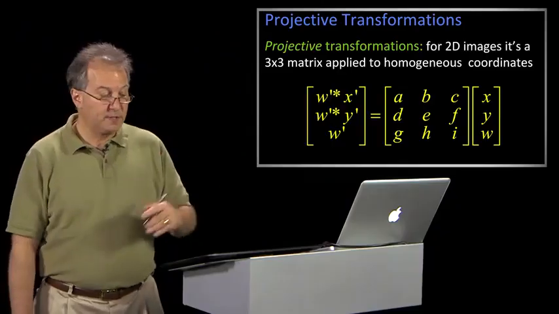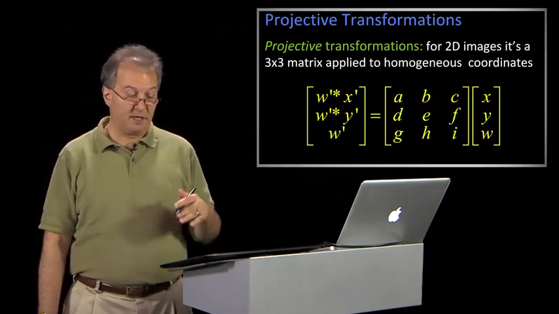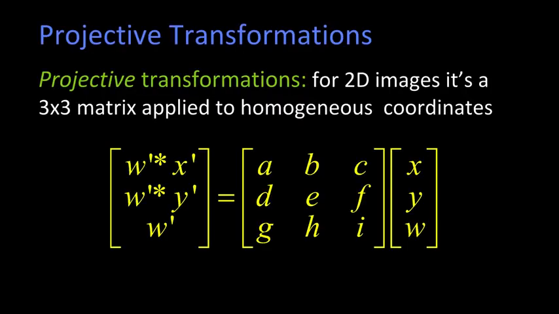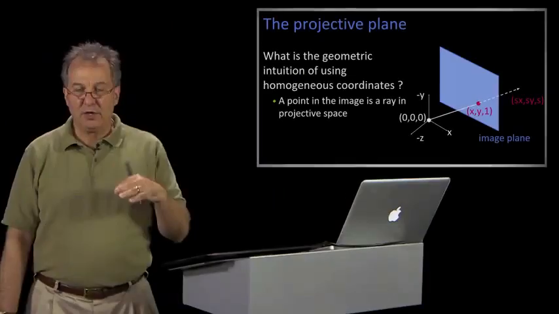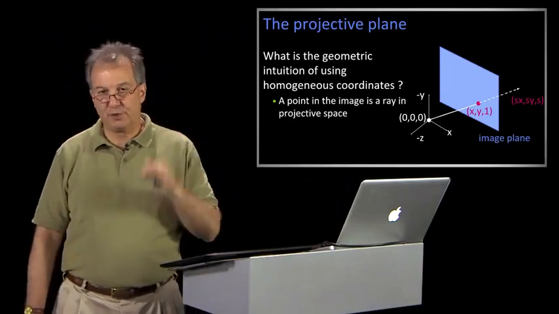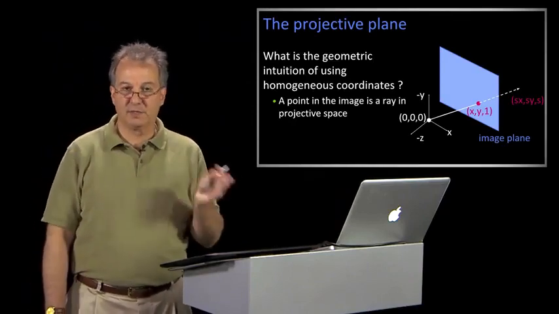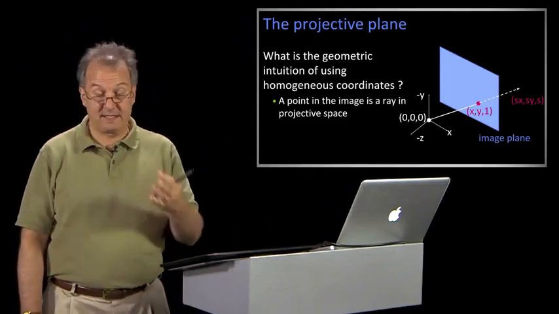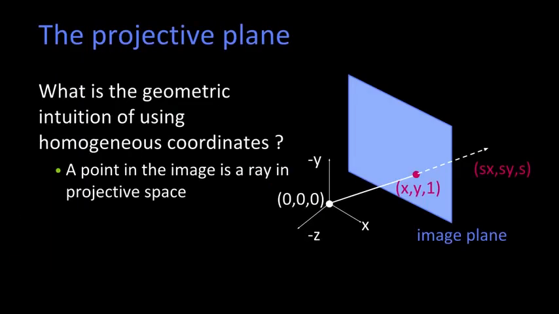and we're going to use that extensively today. This was the description of projective transformations. For 2D coordinates, it's 3 by 3 applied to the homogeneous, so x, y, w gets mapped to w' x', w' y', w', and to go to non-homogeneous or inhomogeneous, you divide through by the w. So now I'm going to do just a little bit of the projective geometry that relates to the homogeneous coordinates we've been talking about, and we'll do that a lot more in the next lesson. So what is the geometric intuition behind using homogeneous coordinates? The bottom line is that a point in the image can be thought of as a ray in projective space.